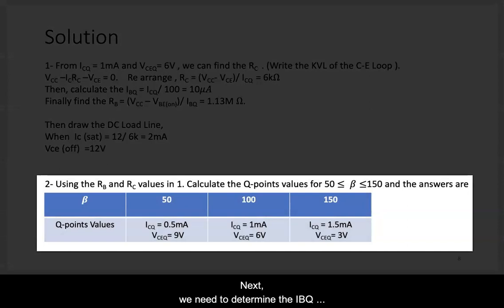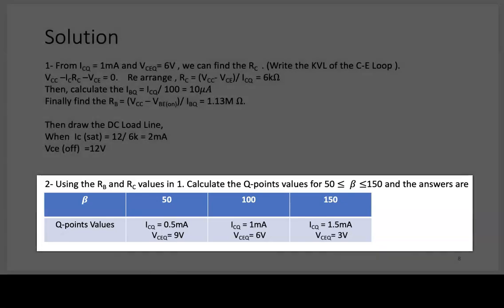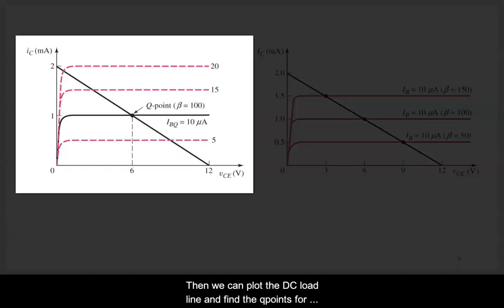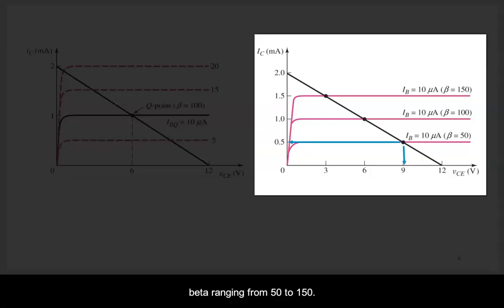Next, we need to determine the IBQ of the circuit for beta ranging from 50 to 150, and here are the results. Then, we can plot the DC load line and find the Q points for beta ranging from 50 to 150.